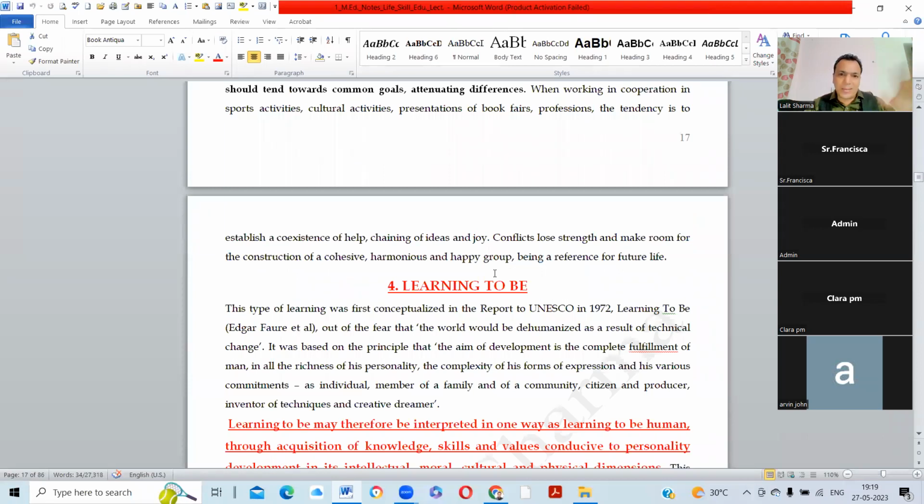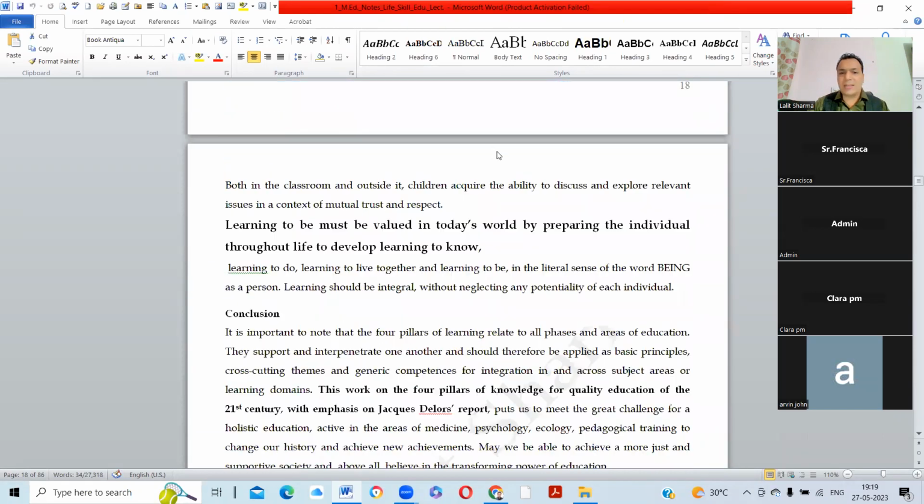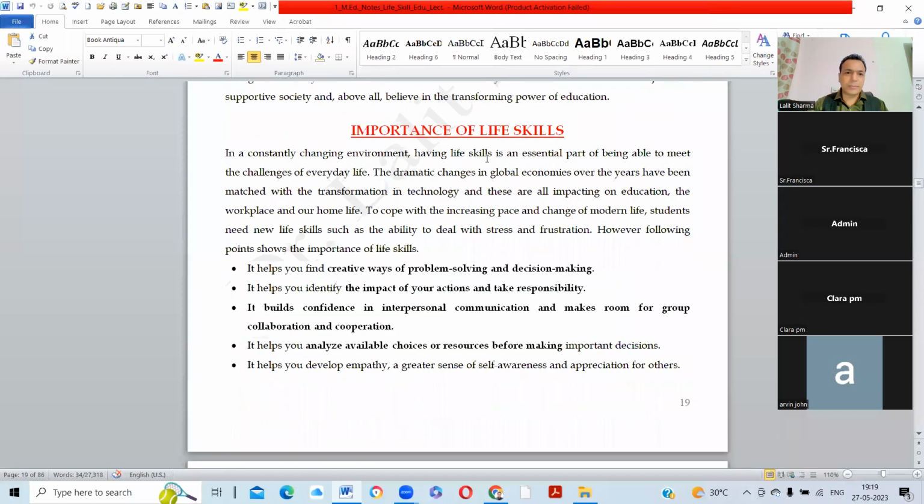So guys, don't mix these all four things. The meaning of the four things is different. These four pillars were given by the Delors Commission. Definitely it comes. Even in short answers it sometimes comes, and long answers maybe it has come. You have seen that.